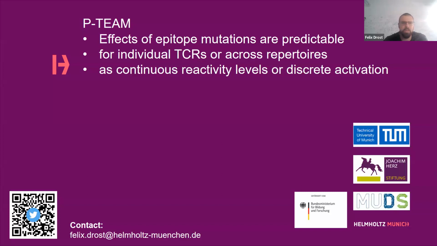So this brings me already to the end. I want to highlight that the effect of mutations in the epitope can be predicted, either within one T-cell receptor or across T-cell receptors that are related to the base epitope. And we cannot only treat this as a discrete binary event of activation or not activation, of binding or not binding, but if we have the correct annotation, we can also predict these continuous reactivity levels. However, this of course needs a data set where this is annotated.